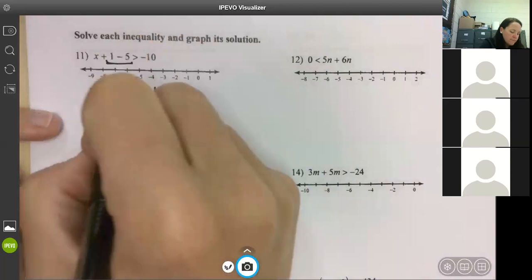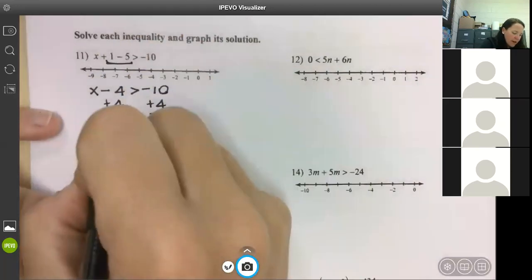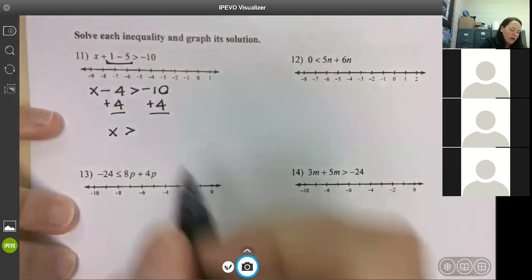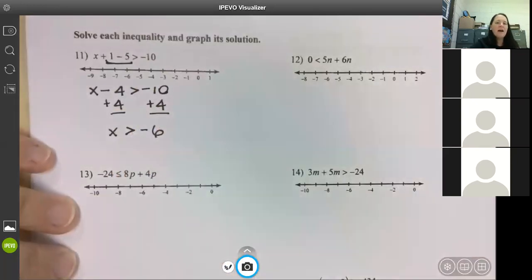Add 4. And your answer, bring down that sign. X is greater than -6. How do I graph this?